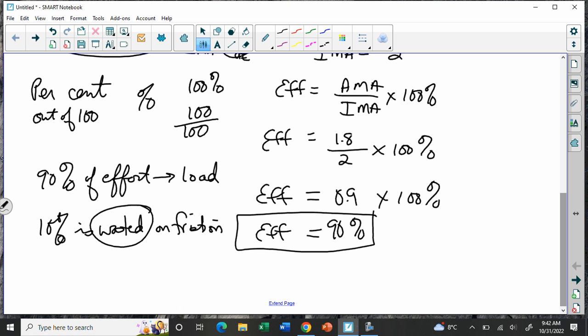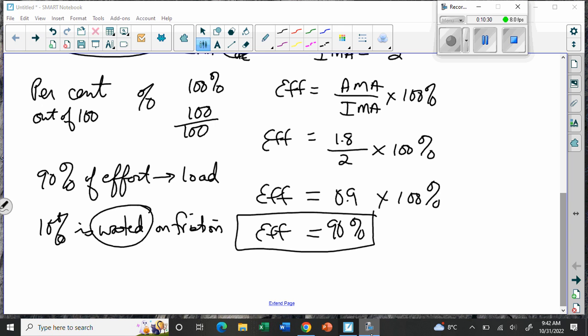Some machines are less efficient. A machine that's only 20% efficient isn't very good at all. We might not even want to use it because it might require too much force. So we're looking for a machine that has the highest efficiency, which means that we waste less and we get the most of our effort transferred to the load. So that's a simple way of doing the efficiency of a simple machine. The AMA on top divided by the IMA below, and if you want, times 100%.